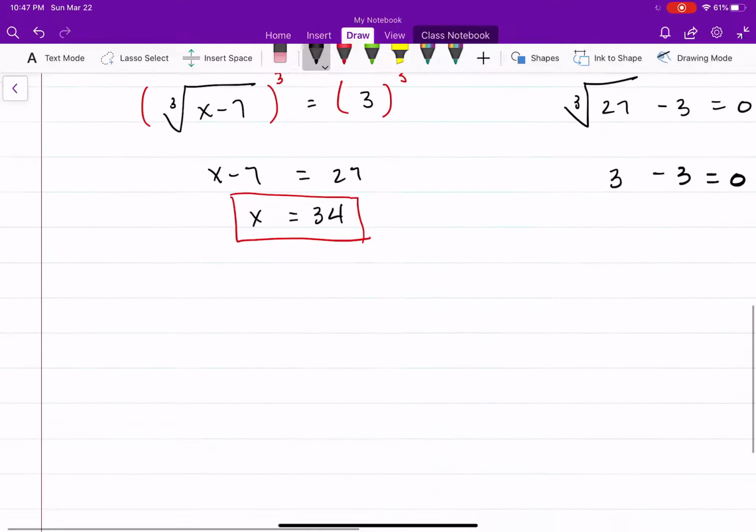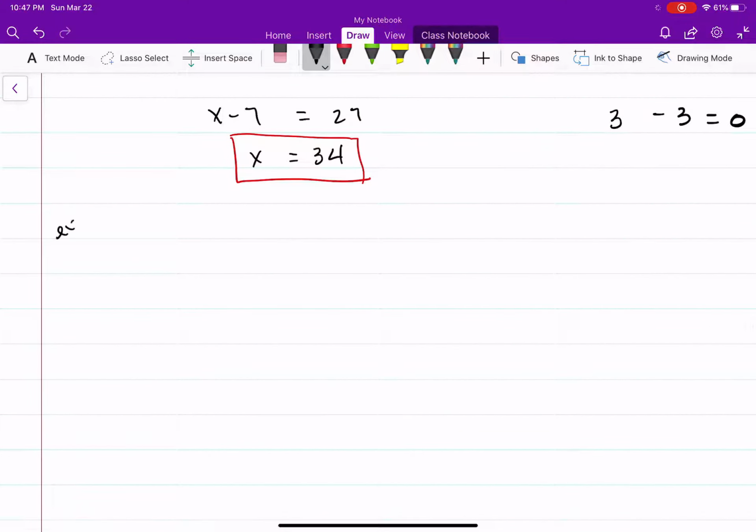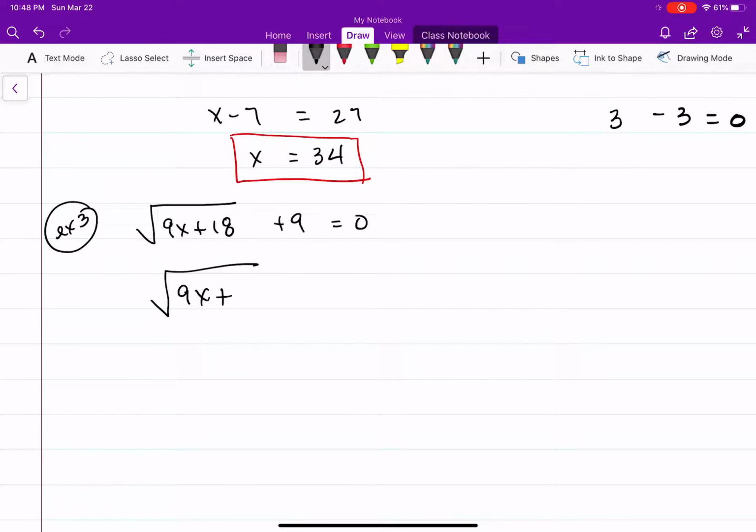I'm at example 3. All right, so let's say I have the square root of 9x plus 18 plus 9 is equal to 0. Okay, so get the radical by itself. So I have the square root of 9x plus 18 is equal to negative 9.